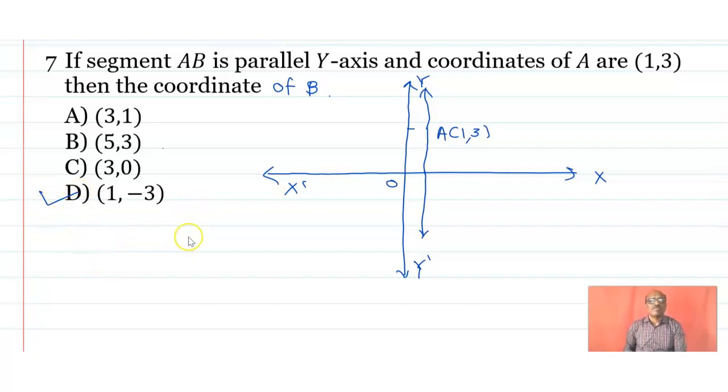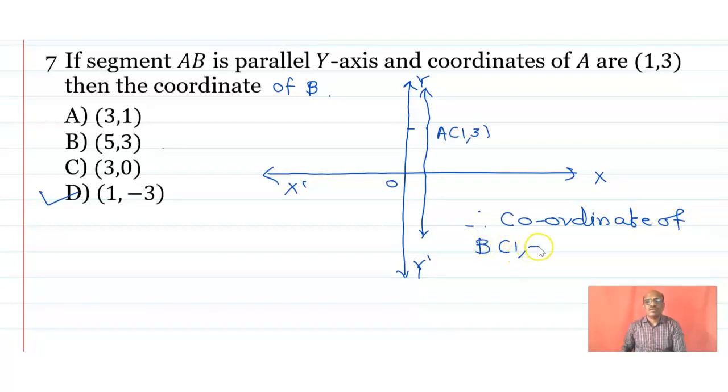Therefore the coordinate of B is 1, minus 3. Okay, yes. Now the next question.